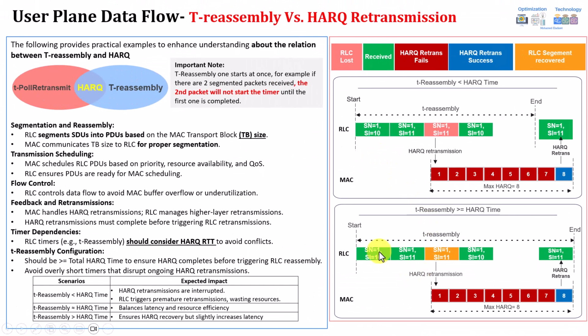Now let's go to the second example, which is the bottom one down here. Assume the reassembly timer is greater than the HARQ time, so assume the HARQ time is here or whatever. Now the same example: this one was being lost. As you can see, this RLC segment was lost initially, then it was sent here to the receiver. Since he received it here, this means he will be able to recover the lost one, because the HARQ was able to successfully decode this data.